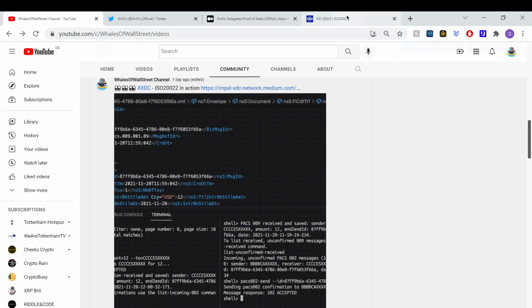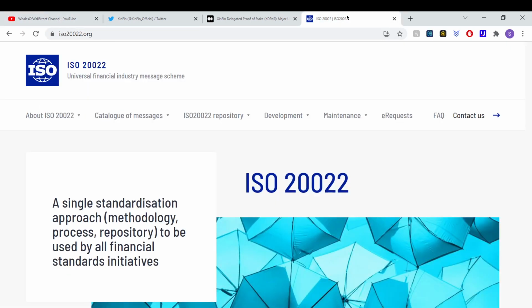But for those that don't know, ISO, of course, is the universal financial industry message scheme. Now we're talking about messages, not emails and WhatsApp messages and things like this. We're talking about messaging within finance. There are quite a number of projects out there right now that are very much with this standardization, and XinFin is one of those.